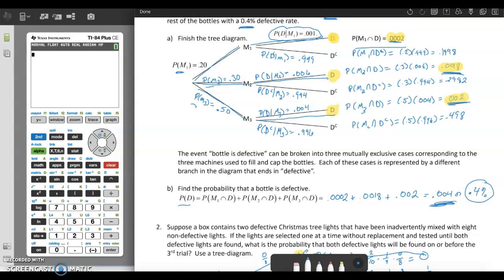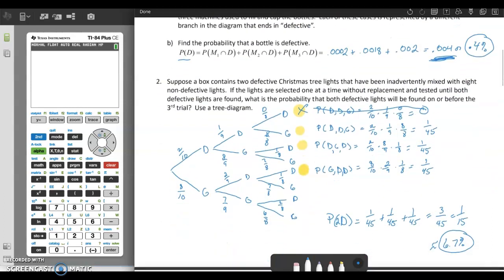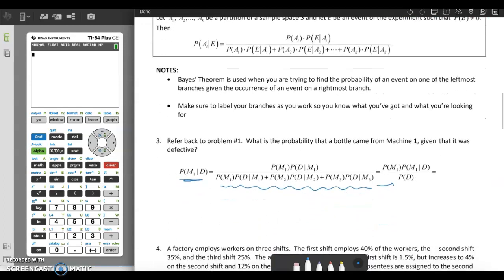So that big crazy looking denominator is nothing new. It's nothing that you don't already know how to calculate. All that's saying is take this branch that ended in D, multiplied by this branch that ended in D, multiplied by this branch that ended in D, which gives me the entire probability of D on the bottom. And you've already also calculated the top, so we know that the bottom is 0.004.